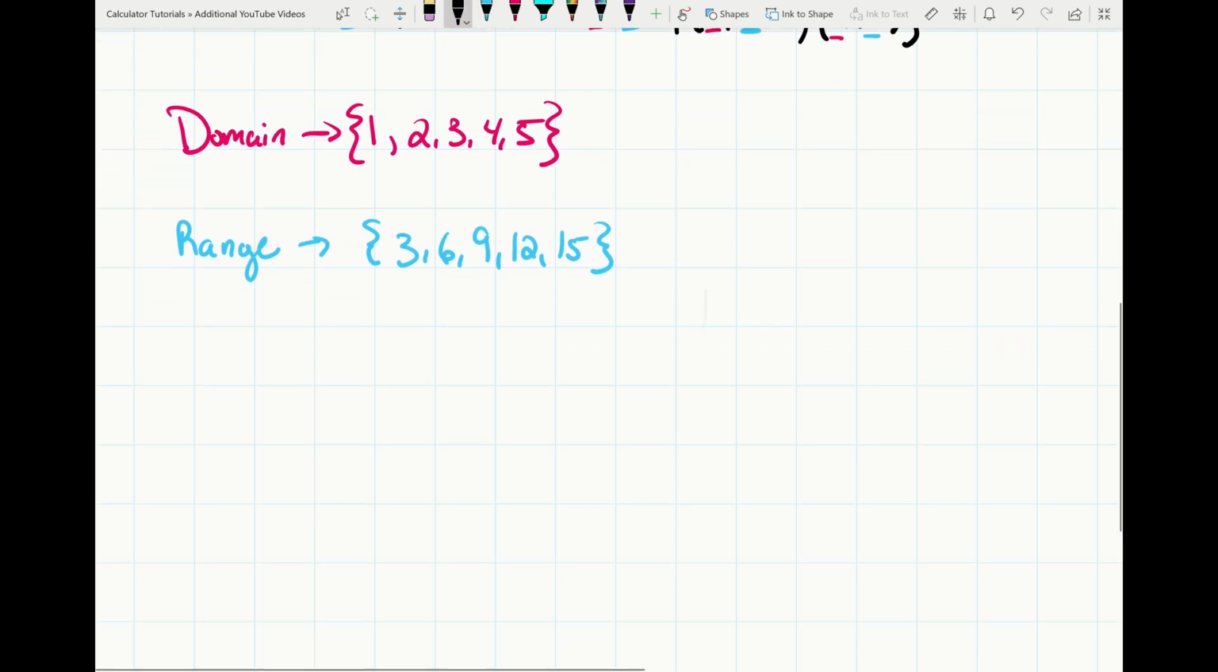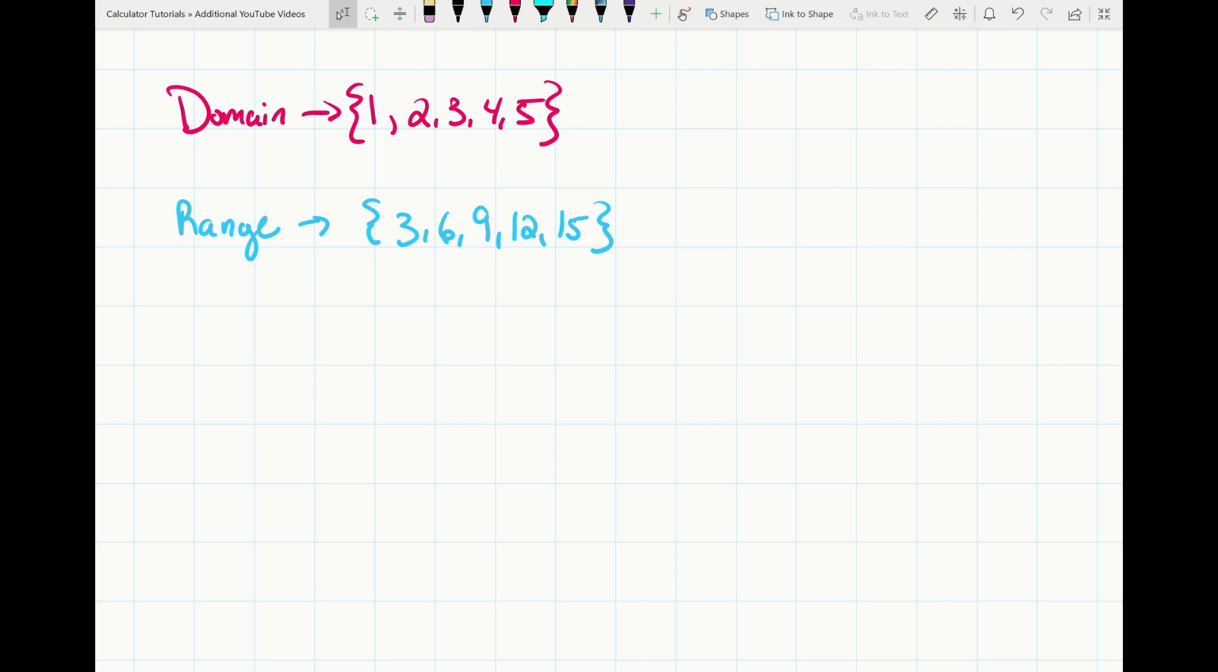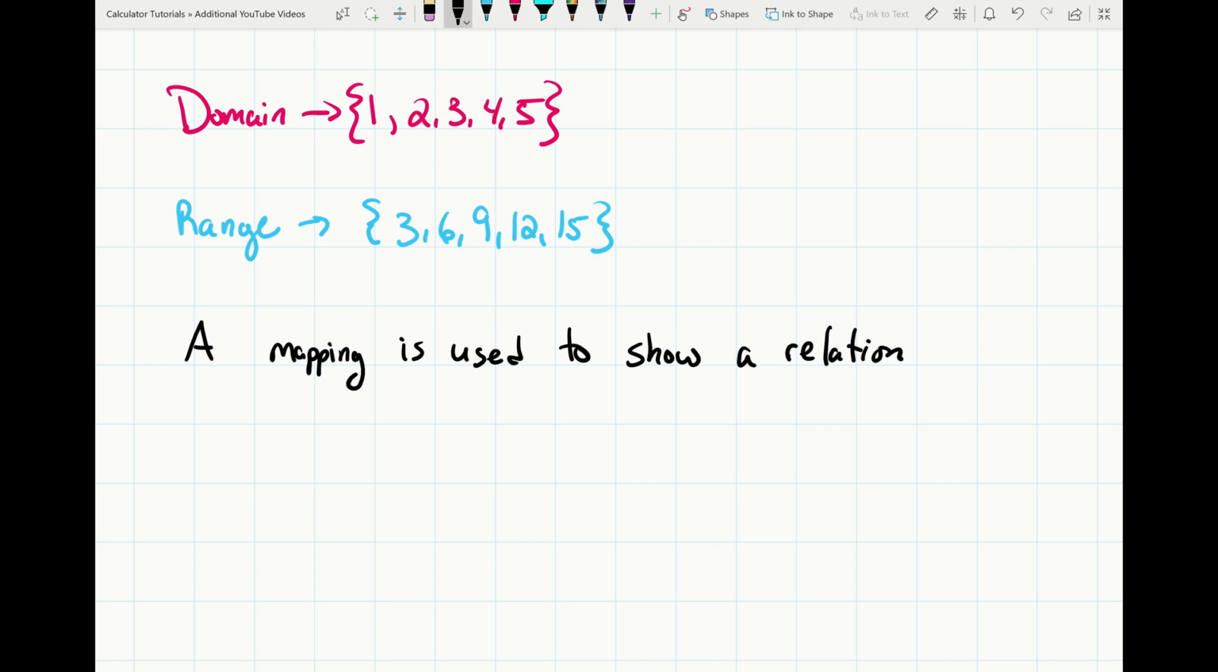Okay? Now, what we like to do with this is we will go ahead and use what we call a mapping to show a relation. So a mapping is used to show a relation. So if I use the example above, I'm going to create a circle, and I'm going to call this my domain. And within this circle is going to be all of the elements that are located in my domain for the example above. So those elements are going to be 1, 2, 3, 4, and 5.